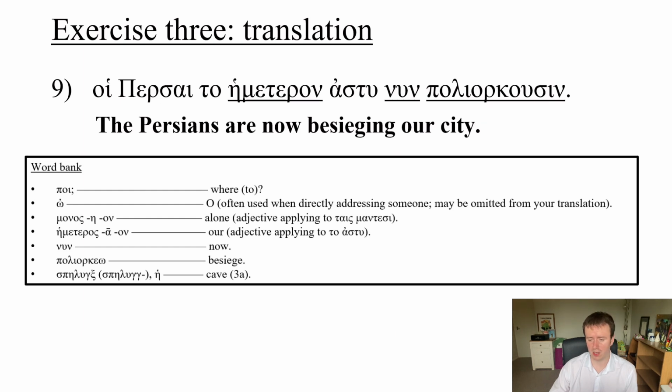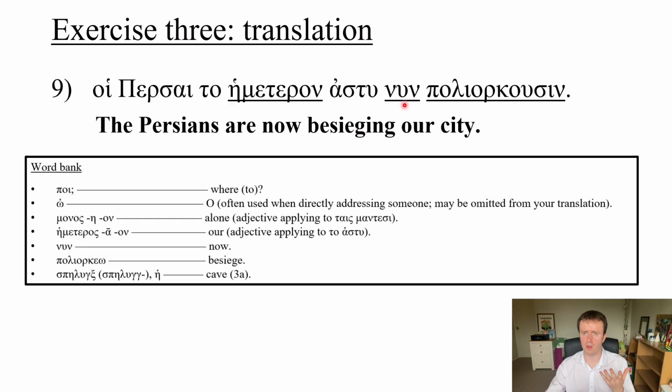Poliorkeor is the verb to besiege. Here it's poliorkousin because they are besieging. It was an epsilon contract verb, but epsilon plus omicron-upsilon just gives us omicron-upsilon, and so we can't see that anymore. Anyway, overall then, we've got the Persians as the subject, and they're the ones doing the action. So the Persians besiege or are besieging our city now.